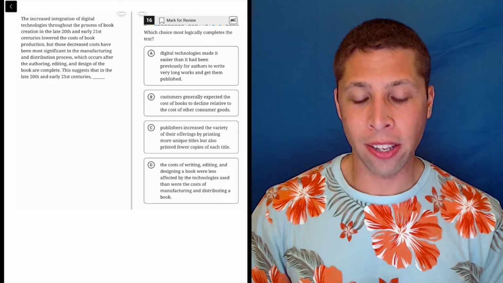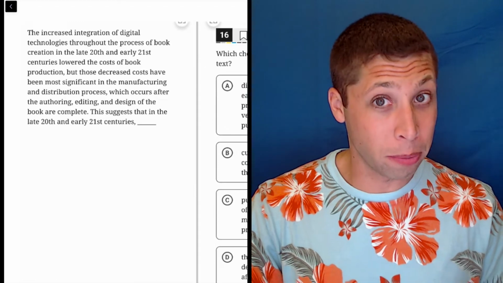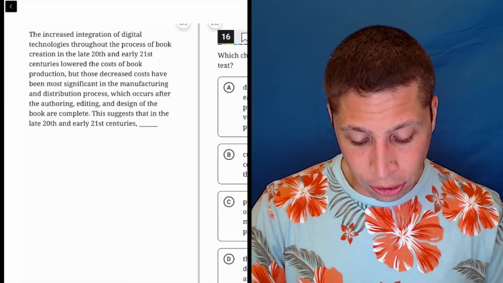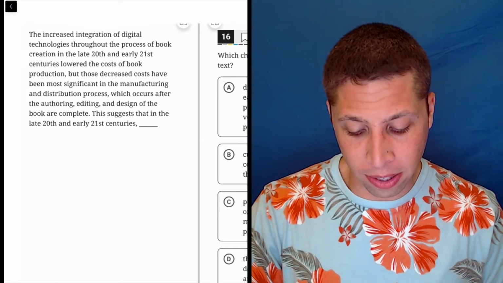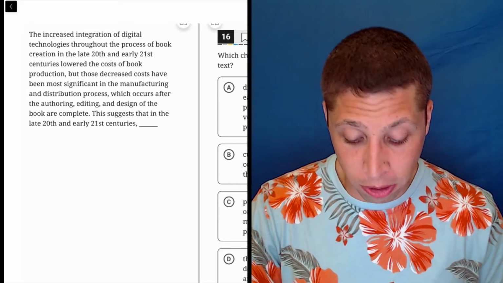The question here is vague. It just wants us to complete the text. So let's just go right to the text and see the best way to complete it. The increased integration of digital technologies throughout the process of book creation in the late 20th and early 21st centuries lowered the cost of book production.